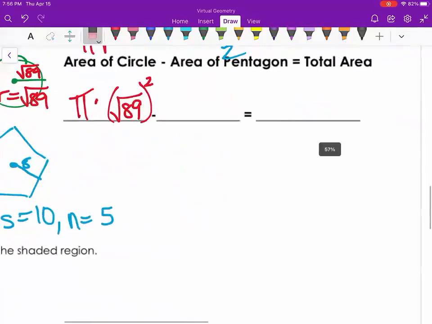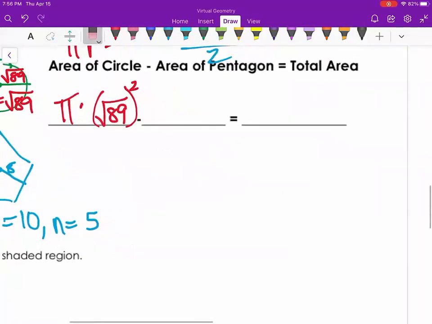So let's plug in all of this into our formula. So the apothem, which was our 8, times the side length of 10 times the number of sides, which is 5, all over 2.